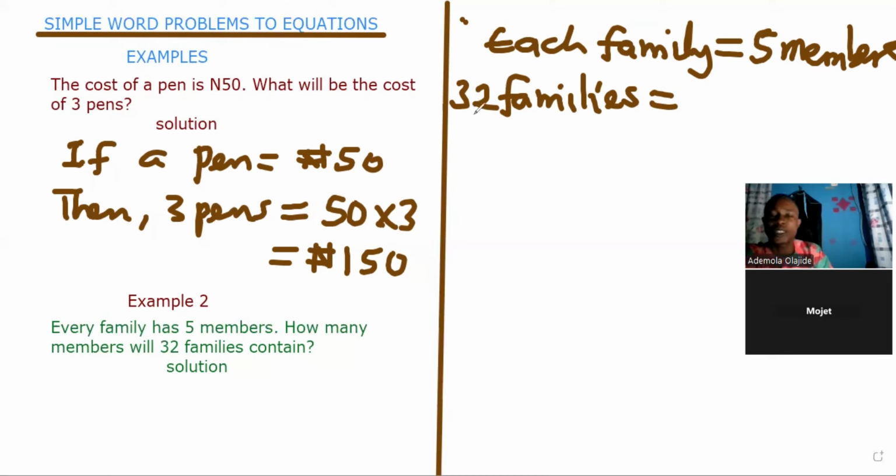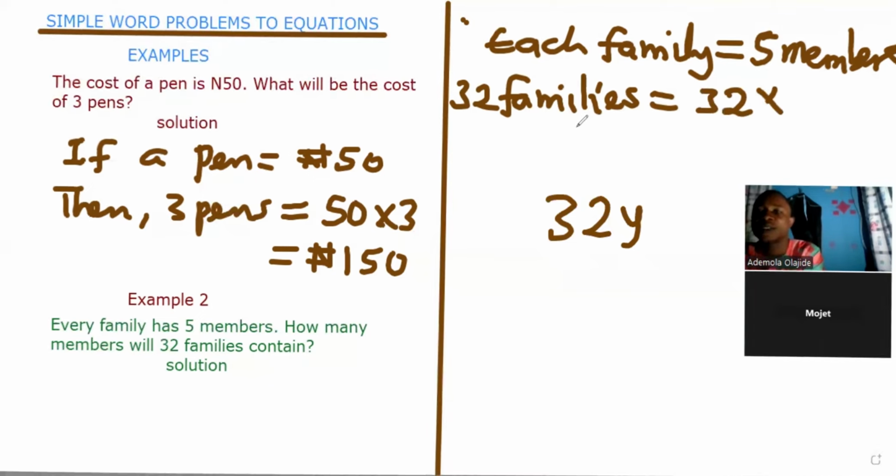Look at this. If you have something like this between 32 and letter Y, use your previous knowledge of directed numbers in algebraic terms. If you say 32Y, does it mean 32 plus Y or 32 times Y or 32 divided by Y? It means 32 times Y. Your own is to say 32 times family. What's the value for family? 5. So that's what you are going to use.